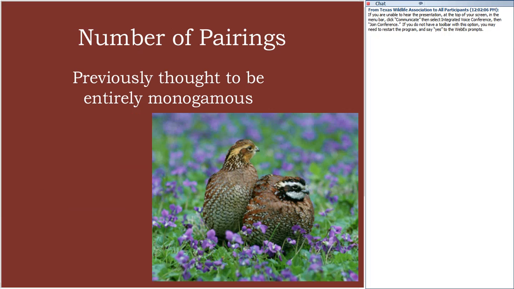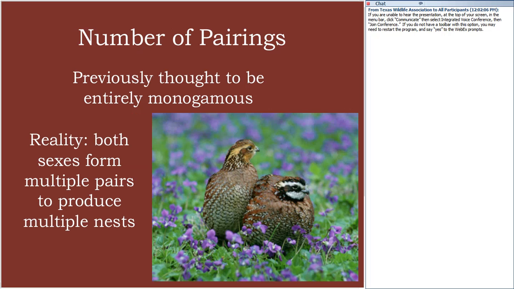It's also worth discussing the number of pairings that occur during the breeding season, because there was a time, not so long ago, really just a few decades, when it was thought that bobwhites and quail in general were entirely monogamous. Basically that they would simply pair up at the start of breeding season and that those pairs would persist for the entire time. We now know that the reality is very different, and in fact that both sexes will readily form multiple pairs and have extra pair copulations for the purpose of producing multiple nests. And that multiple nesting strategy is extremely important for the quail reproductive strategy in general, and we'll come back to that concept and discuss why that is in a few slides.